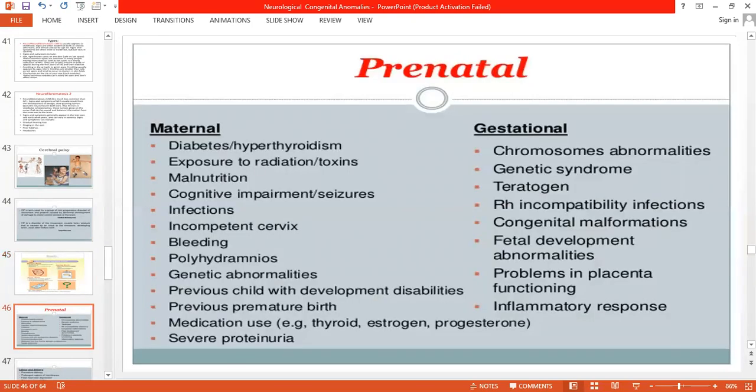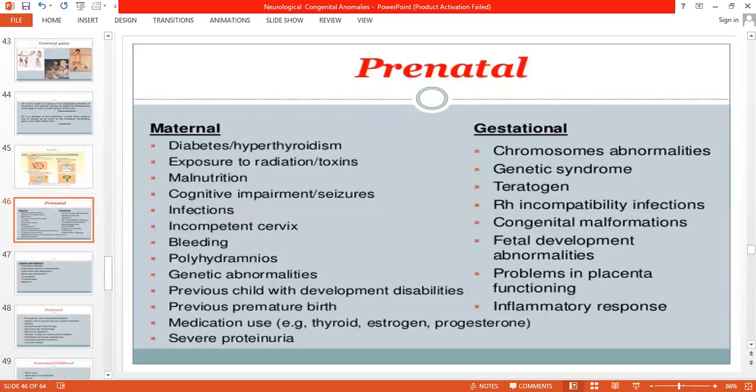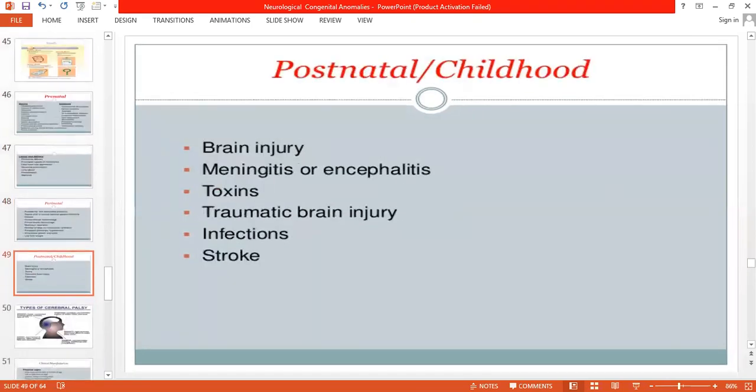Very detailed of all causes which can cause these CP child in regard to maternal, the gestational, the labor and delivery related causes. You can read it out by yourself. Perinatal, postnatal, or childhood causes. The causes of CP child which come in our domain are the brain injury, the meningitis or encephalitis, the toxins, traumatic brain injury, infections or strokes.